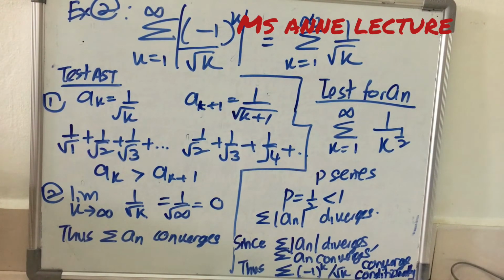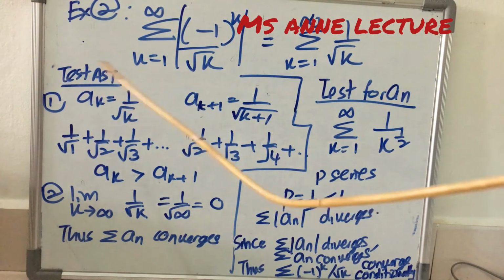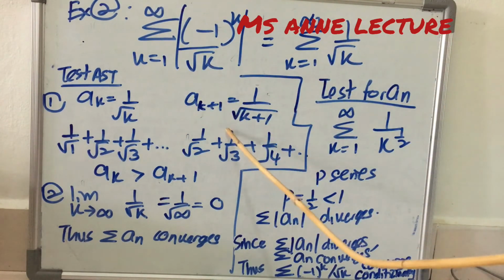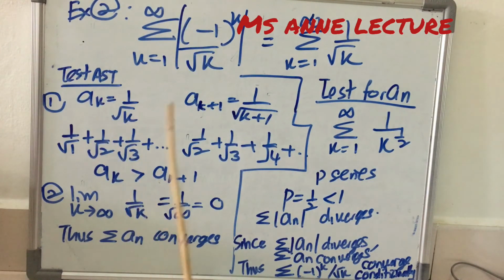Okay, so we go to the next example, where we have a series of negative 1 to the power of k over square root k. So by putting the absolute value, we get the series k equal to 1 until infinity, 1 over square root k. So first we test for the AST: ak is equal to 1 over square root k, ak plus 1 is 1 over square root k plus 1. We substitute the values one by one, and then we compare, where we get ak was greater than ak plus 1 because 1 is greater than 1 over square root 2.